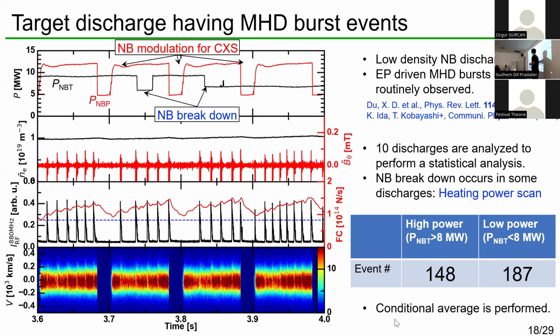The second and third figures are the time evolution of the poloidal magnetic field fluctuation and our clock signal, which has a bursty activity corresponding to the energetic particle-driven mode event. We used 10 discharges for making the data set, and we have a total of 145 of these events for the high power period and 187 events for the low power period. We apply conditional averaging to reduce the noise and to apply the phase space tomography.